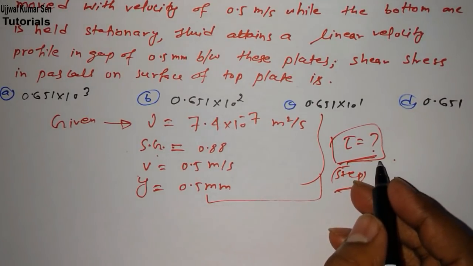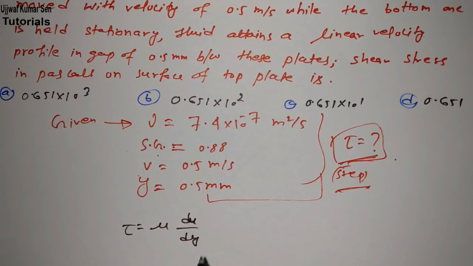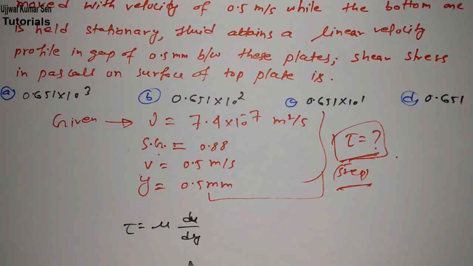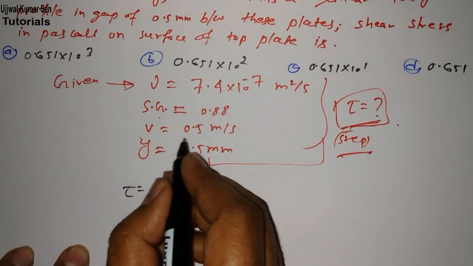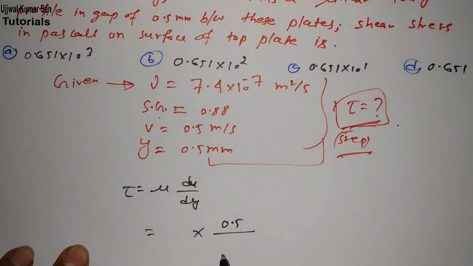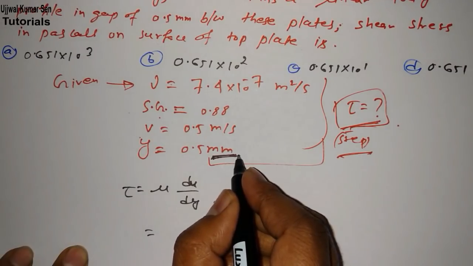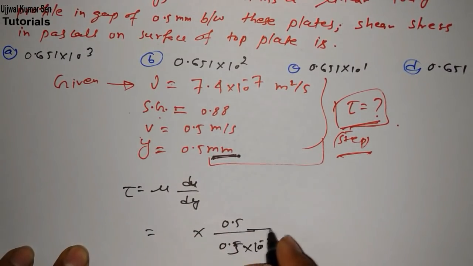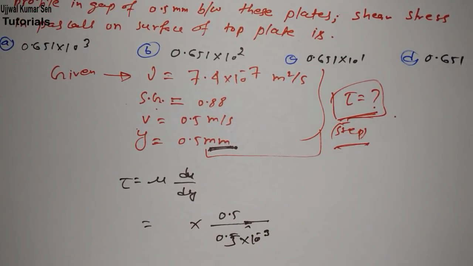So what we have been given in this question is tau equal to mu du by dy. We have to find out tau. Now, can you get mu anywhere? No. Okay, leave it then. Du is given as 0.5, and y is given as 0.5. We have to notice the unit mm, so we have to convert it into meters. That's why I multiply with 10 to the power minus 3. Remember, my dear, once again I am saying, concentrate on units while solving numerical problems.